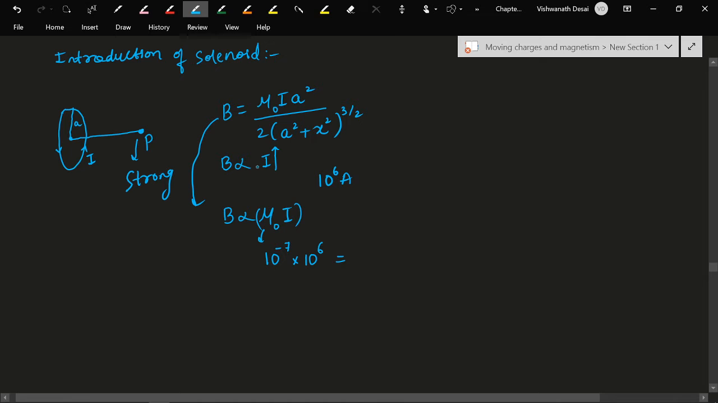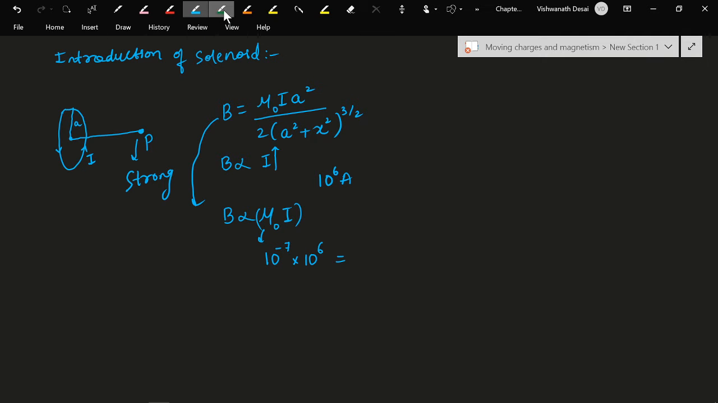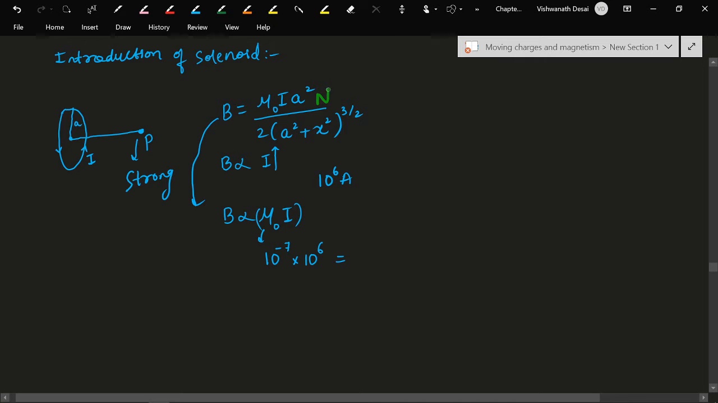Yes, we have one more option, just by increasing the number of turns. Increase the number of turns of the coil, then the magnetic field also can be increased. So instead of using only one turn, I am going to use many turns, very closely spaced. So as the n value increases, the magnetic field at point P also increases.